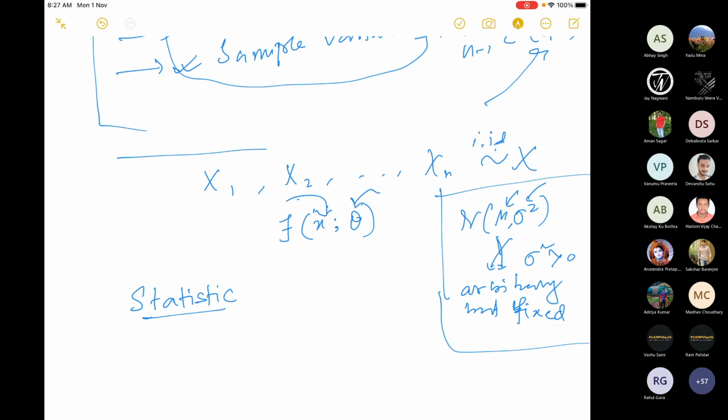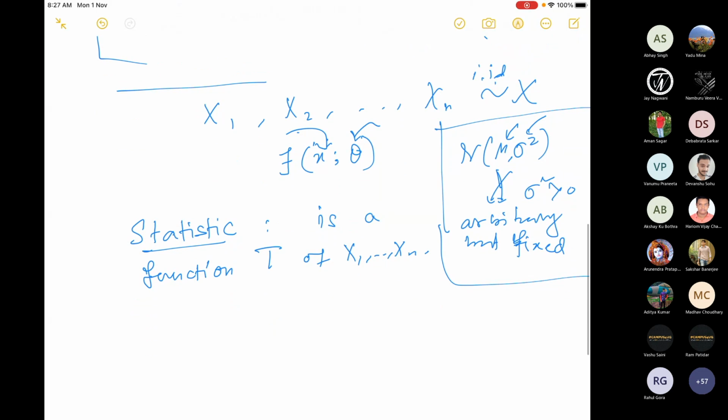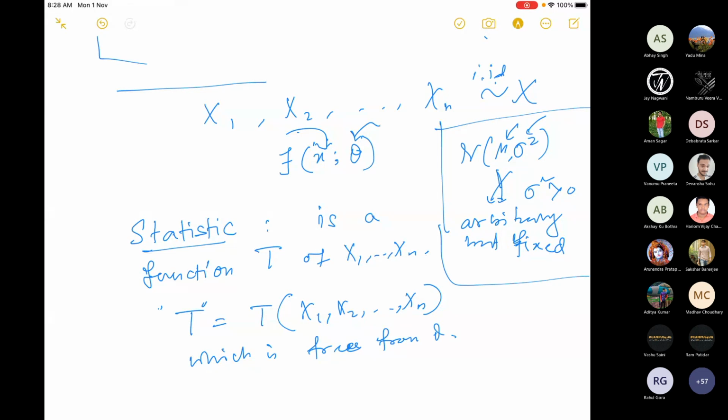A statistic is a function, any function basically. For the time being you can treat it as any function. Any function, it's a T of this x1, ... xn. So let me just denote it as T, T of x1, x2, ... xn. It is any function you can define, which is free from theta. I mean, theta has no role here.